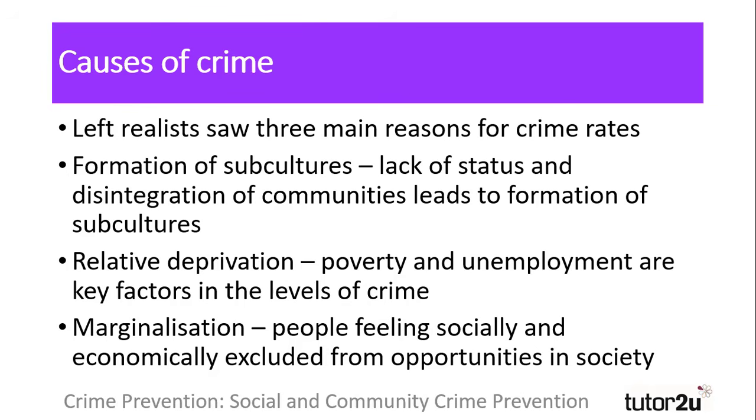Left realists, particularly Lea and Young, saw three main reasons for crime rates. Firstly, the formation of subcultures, and this resulted from a lack of status and disintegration of communities, which led to the formation of subcultures. Secondly, relative deprivation. Poverty and unemployment are key factors in the levels of criminal behaviour. And finally, marginalisation. Left realists argue that increasingly people were feeling socially and economically excluded from opportunities in society, and they saw this as being a result of the neoliberal economic reforms in the late 1970s and throughout the 1980s.